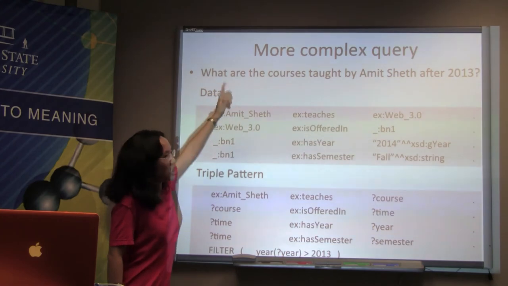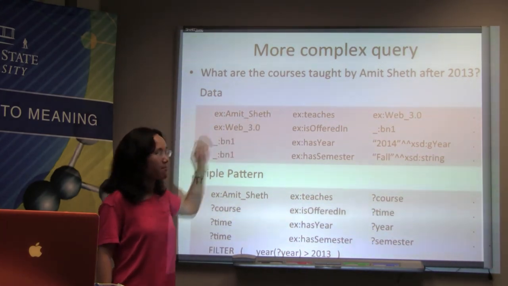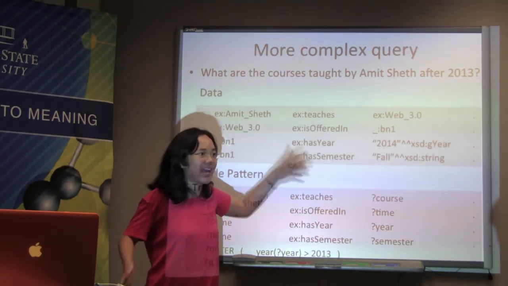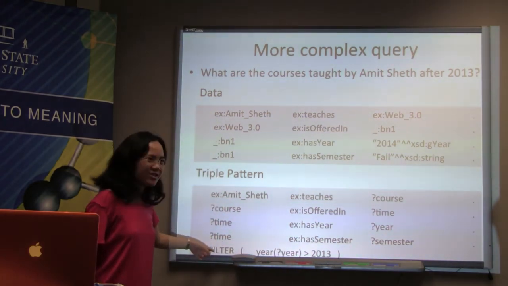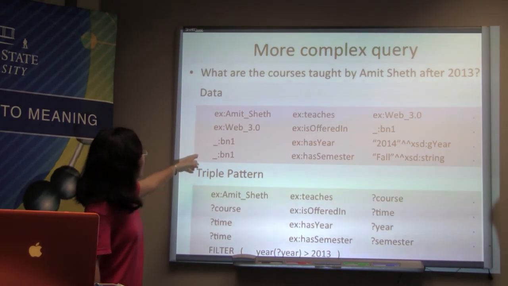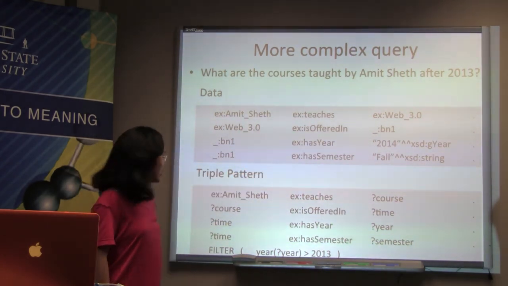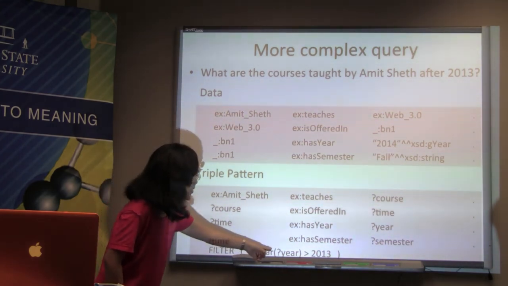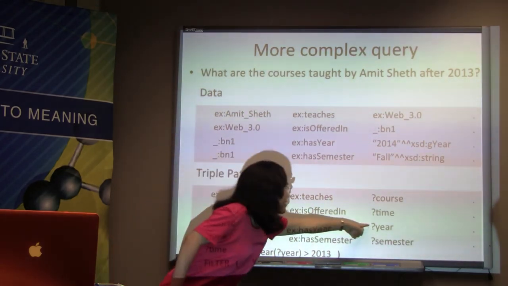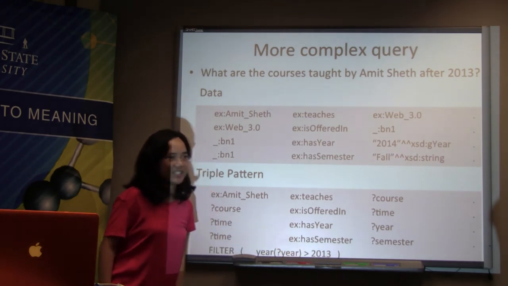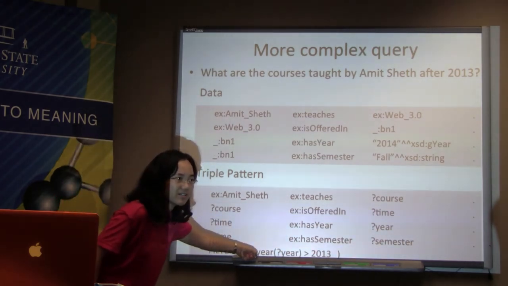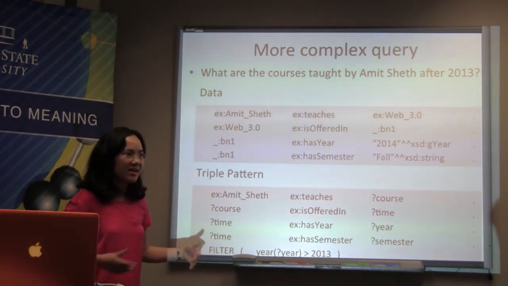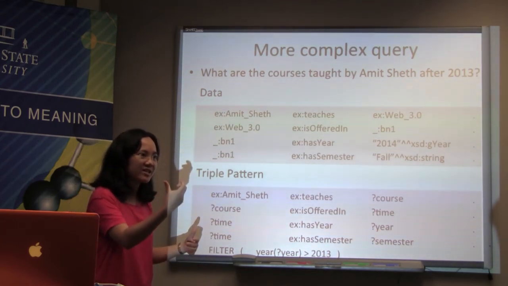The four triples express the condition that the course is taught by Dr. Shen. However, we have one extra condition here, saying that the course must be after 2013. Can you see this triple? In order to express that condition, we use the filter statement. We say that the year must be greater than 2013, and this year is an auxiliary function that allows you to extract the year out of a date.